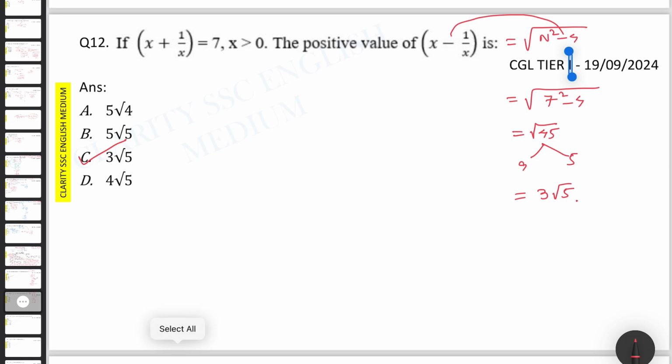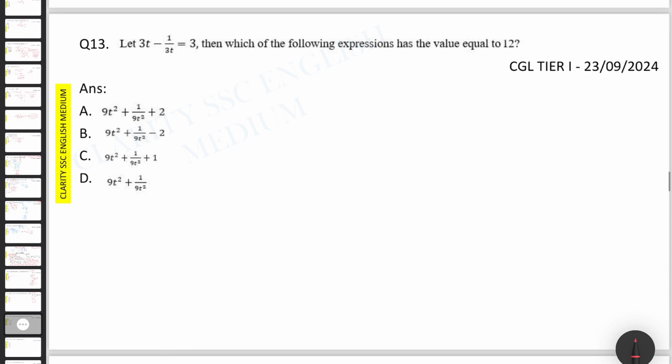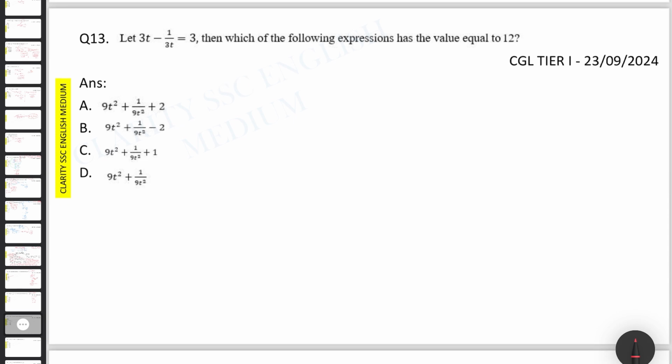So it will take only 5 to 10 seconds to solve this type of question, and it's asked frequently. Let's move on to the next question. Question number 13, 3t minus 1 by 3t equal to 3. Again in the form of expression. Let's see this. 3t, and the given answer is in the form of square. So let's find from here.